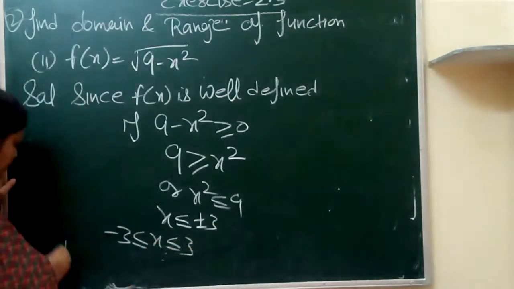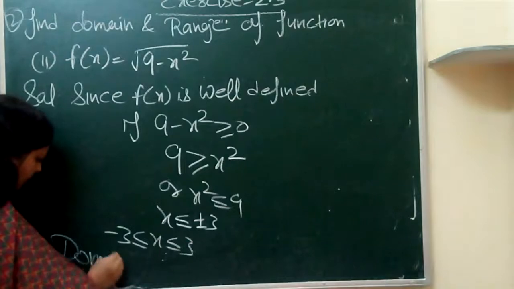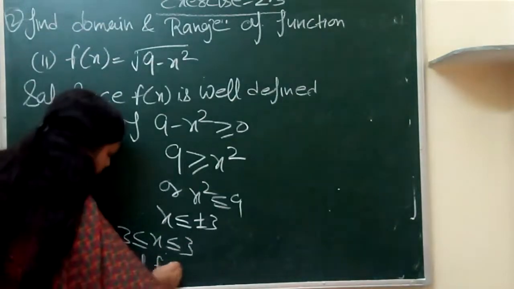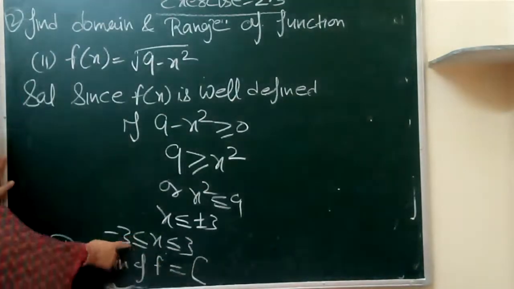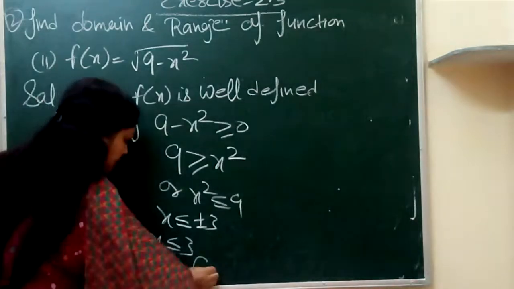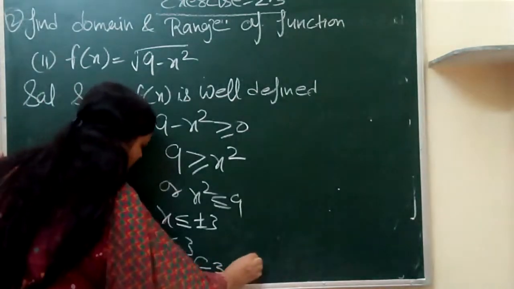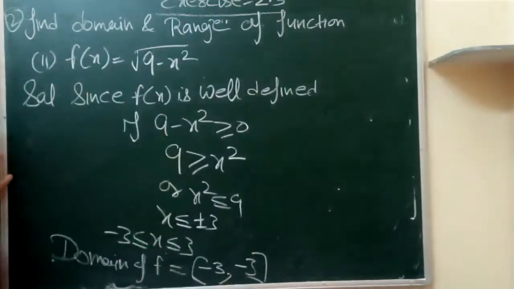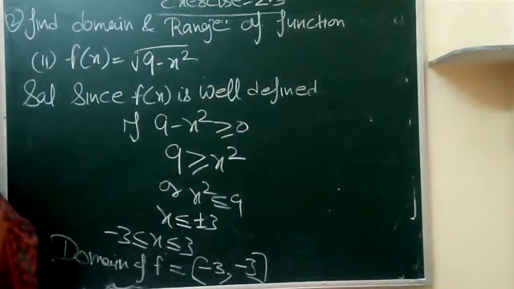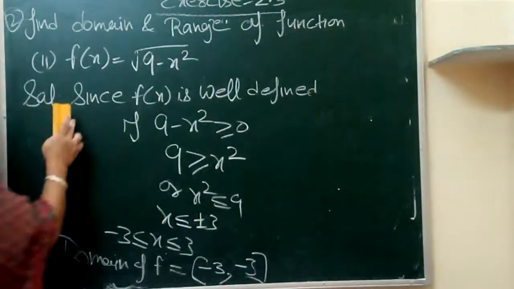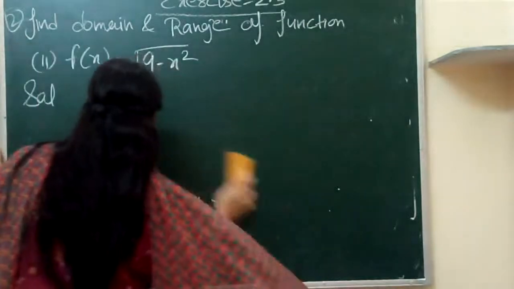So what is the domain of the function? The domain of f will be the closed interval. You know that the less than or equal to sign denotes a closed interval, minus 3 comma 3. This is the value of the domain. Now we will find out the range.